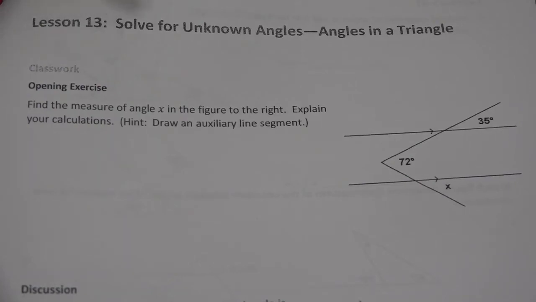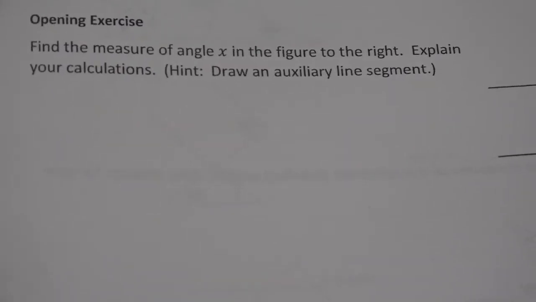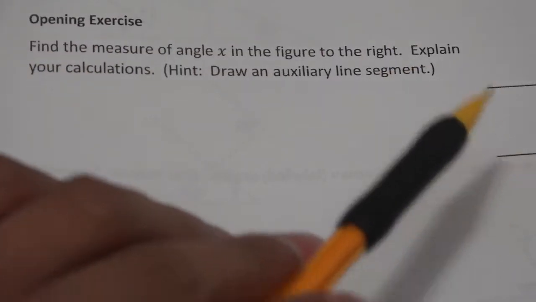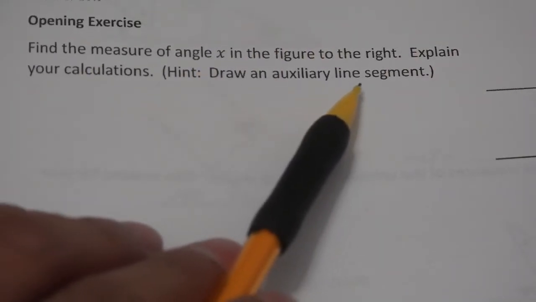Okay, so today we are going to solve our unknown angles again, but now with angles in a triangle. So let us review what we have seen so far. Here, let me zoom in just in case. Here they want us to find the measure of angle X. In the figure to the right, explain your calculations. And then it says hint, draw an auxiliary line segment.